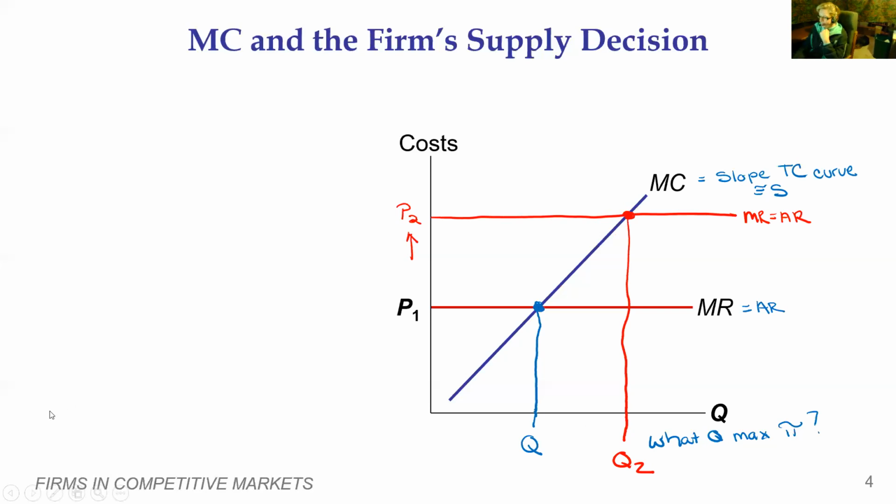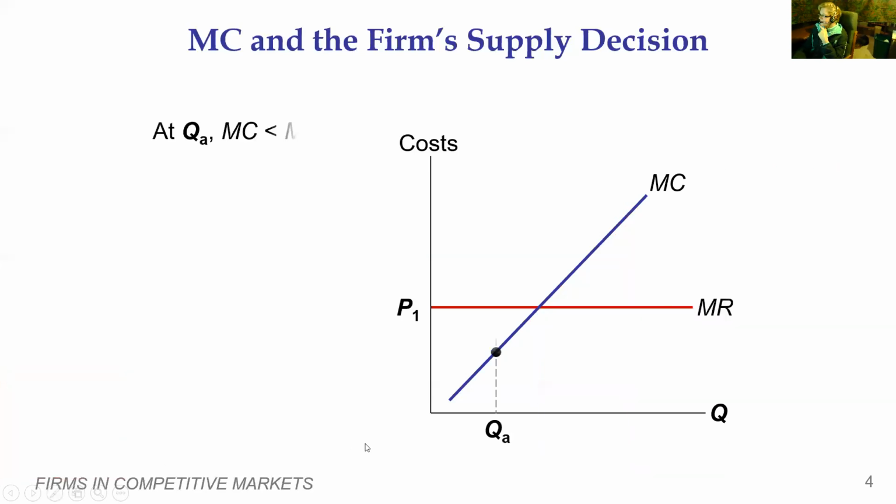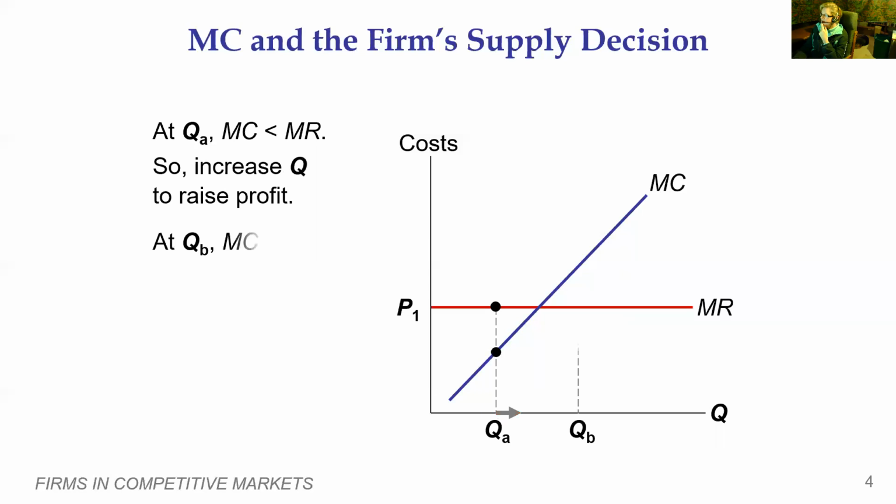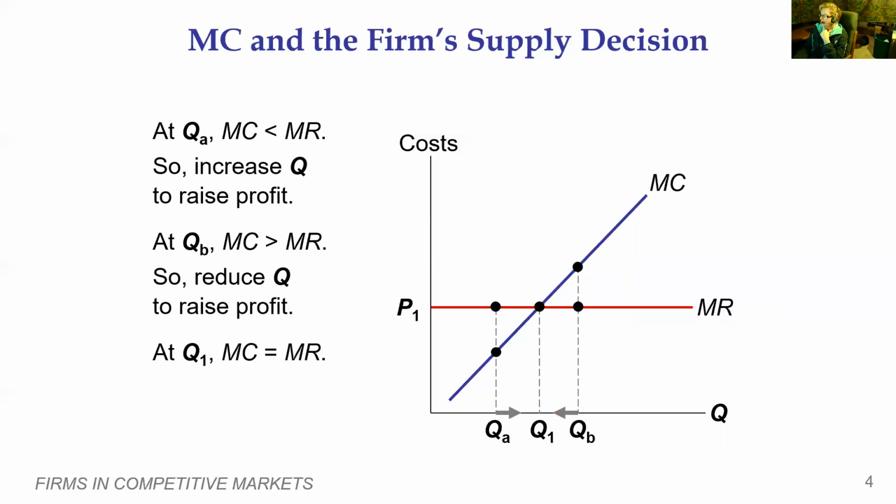Okay, let me go ahead and erase on the slide here. If we were at quantity A, what would we want to do? We've got to increase quantity to increase our profitability. If we're at quantity B, what would we want to do? We would want to decrease our quantity to raise our profitability. And it's only where marginal revenue and marginal cost are the same that profitability is maximized.